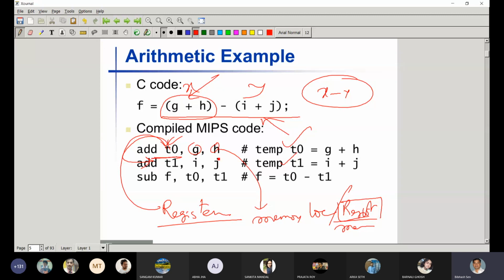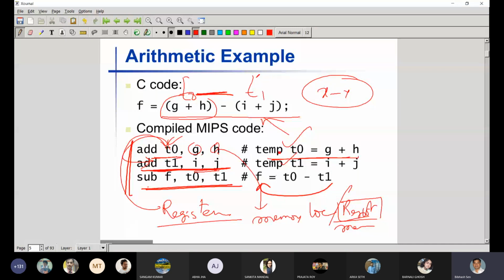So initially in T0, G plus H will be stored; that is the meaning of the instruction. Then T1 will take I plus J. So this is T0 and this is T1. After doing this, you will find the sub instruction, that means T0 minus T1, and the result will be stored in F. So in MIPS they do the computation in this way.